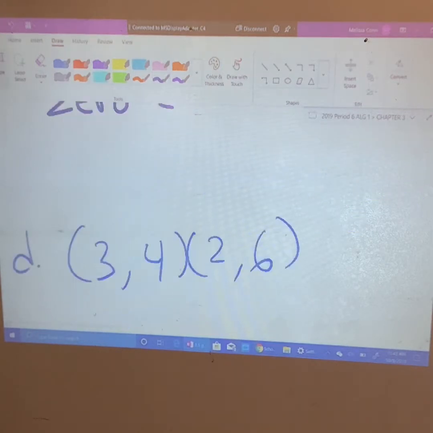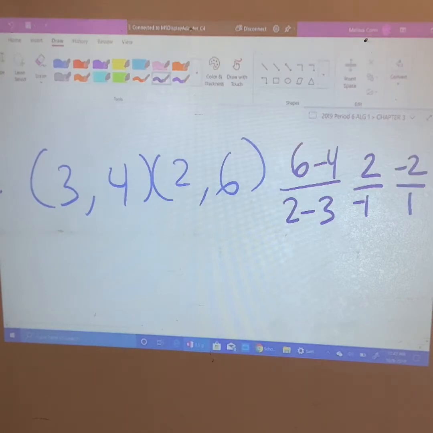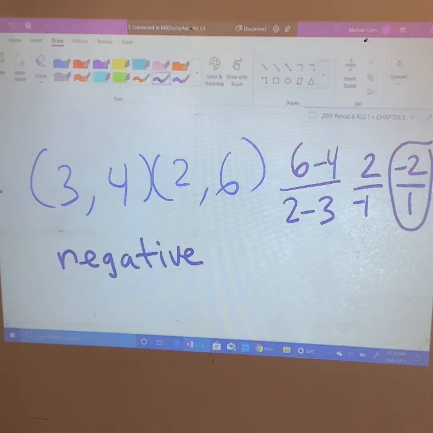All right, D. Let's find the slope of the line that goes through these two ordered pairs. So again, I'm going to go y2 minus y1 over x2 minus x1. I have 2 over negative 1. And if I do my math correctly, I'm going to go ahead and float the negative to the top. So this is going to say negative 2 over 1, and that's my slope of the line. Since it's a negative fraction, then I know this line is heading in a downward direction. It's a negative slope.